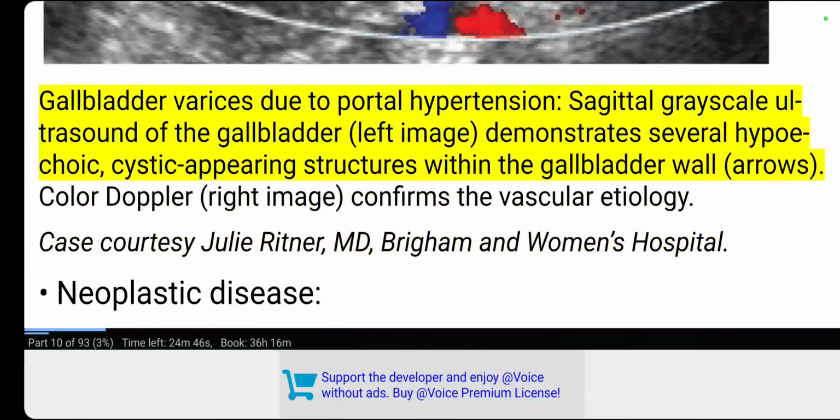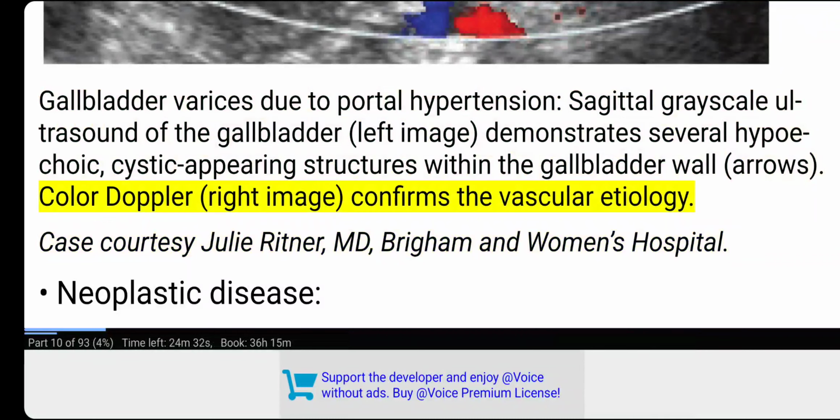Gallbladder varices due to portal hypertension. Sagittal grayscale ultrasound of the gallbladder, left image, demonstrates several hypoechoic, cystic appearing structures within the gallbladder wall, arrows. Color Doppler, right image, confirms the vascular etiology. Case courtesy Julie Rittner, MD, Brigham and Women's Hospital.